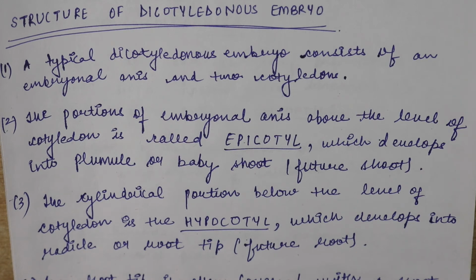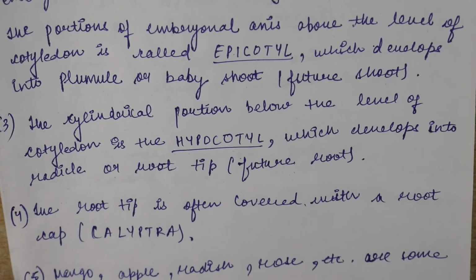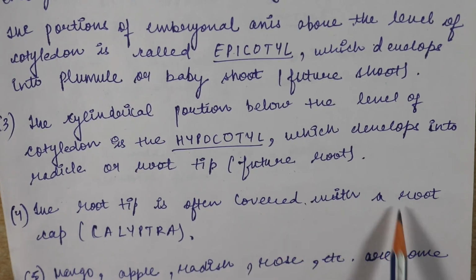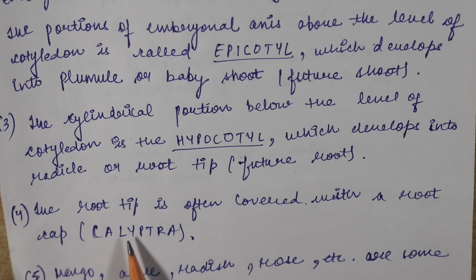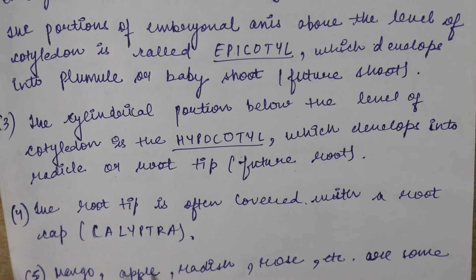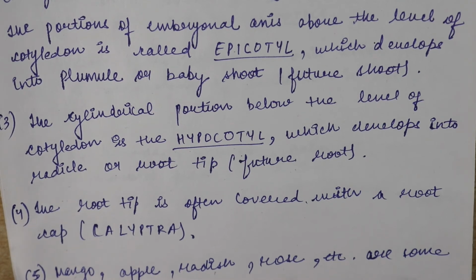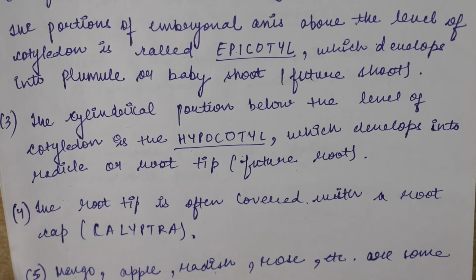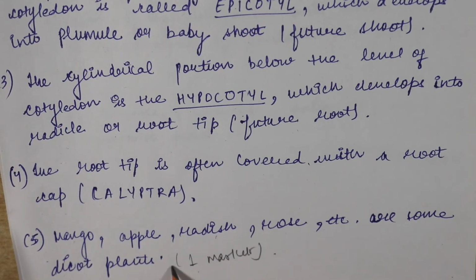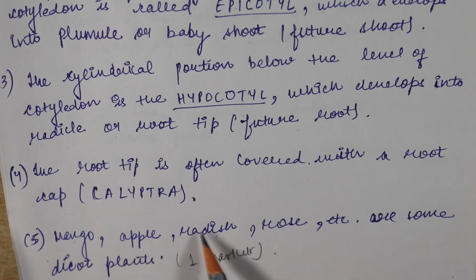Coming up to the next point, number 4, the root tip is often covered with a root cap, calyptra. Mango, apple, radish, rose, etc. are some dicot plants. So a 1 marker question can also come: name some dicot plants. So mango, apple, radish, rose, these are examples of dicot plants.